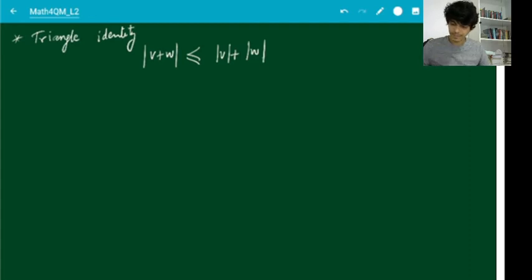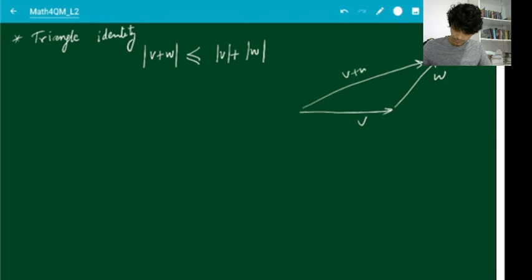And this is just basically saying that this is just the condition for making a triangle, no? That the length of any side has to be less than or equal to the sum of the lengths of the other two sides. That's all this is. It's called the triangle inequality, not identity, sorry.